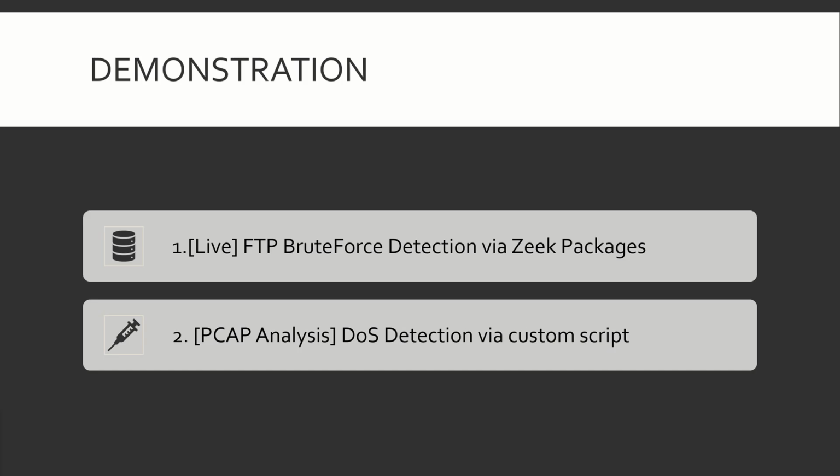So for today, I'll be demonstrating two kinds of usage of Zeek. As previously mentioned, we have the live capture and we also have the PCAP analysis. So firstly, I will be doing live capture of the FTP brute force detection using Zeek's inbuilt packages. And secondly, I'll be doing the other method of analysis, which is PCAP analysis, and we will do denial of service detection via a custom script. Yeah. So without further ado, let's get into it.